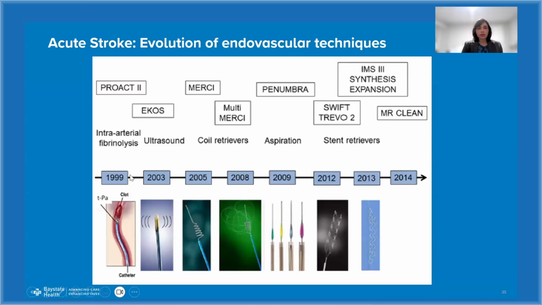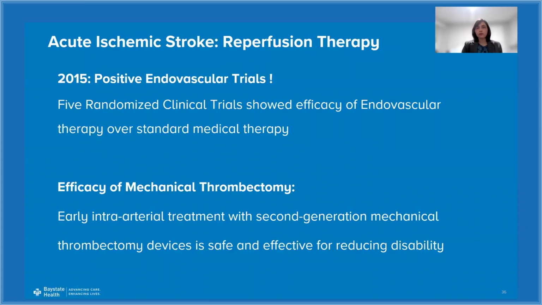And so now, this depicts the journey of what happened when we were trying to look at stroke treatment through the endovascular route. All the way up until 2014, all these trials were either non-superior or inferior to medical management alone. Up until 2015, when MR CLEAN was published, and that was the first time that endovascular therapy showed superiority over medical management alone.